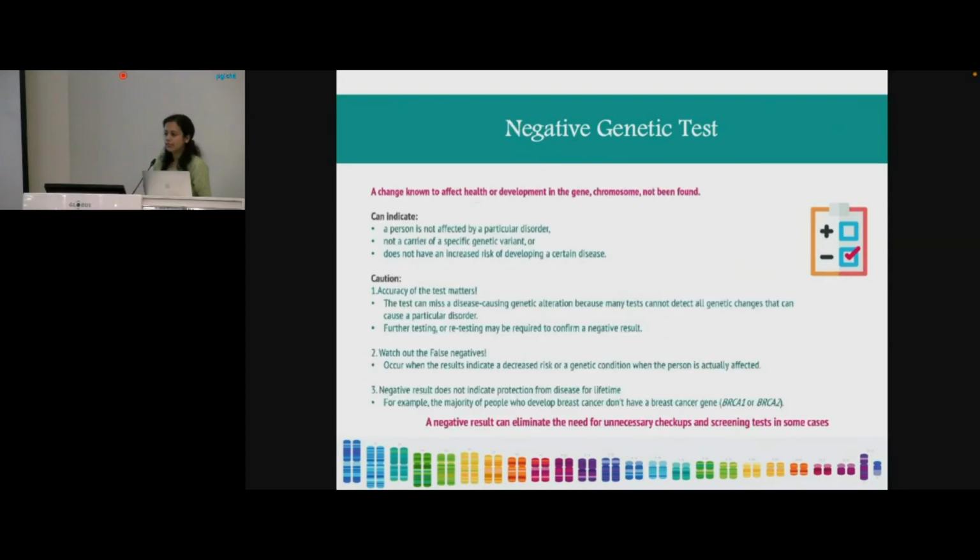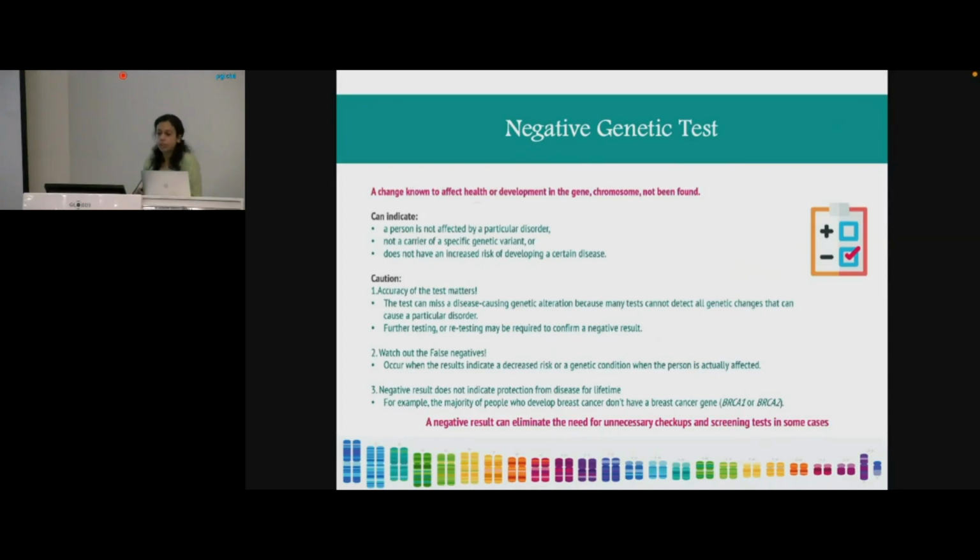What is a negative test? Most of the time we get a negative test. It means a change which is known to affect health or development in the gene or chromosome has not been identified. This is a negative result. What does it indicate? It indicates that the person is not affected by a particular disorder, is not a carrier of a specific genetic variant, and does not have an increased risk of developing certain diseases. But we need to be very cautious.